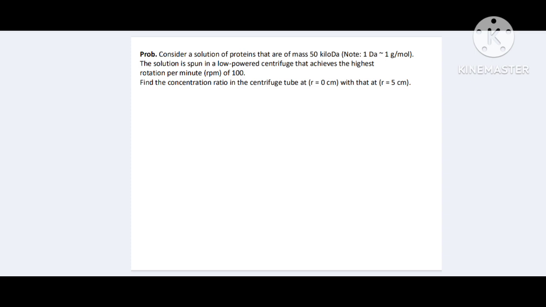This protein solution is spun in a centrifuge. Okay? And it's a very weak, low power centrifuge that achieves the highest rotation per minute of 100. Find the concentration ratio in the centrifuge at R equal to 0 and 5 centimeters away from the spinning axis at R equal to 5. How would you do that?